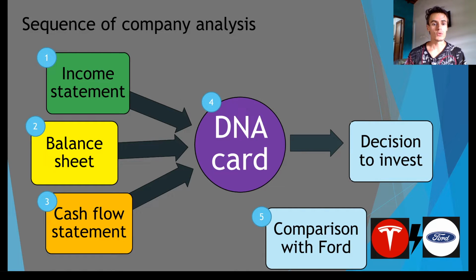Okay, so the presentation will be split into 5 parts. I will first introduce you to the 3 main components of the earning results: the income statement, balance sheet, and cash flow statement. From there I will extract the main value data into what I call a DNA card. Basically it will give you all the tools and information to see whether you want to invest or not in the company. After that, I will perform a value comparison with Ford, just to give you an example, and it will be very interesting to see the result on this one.